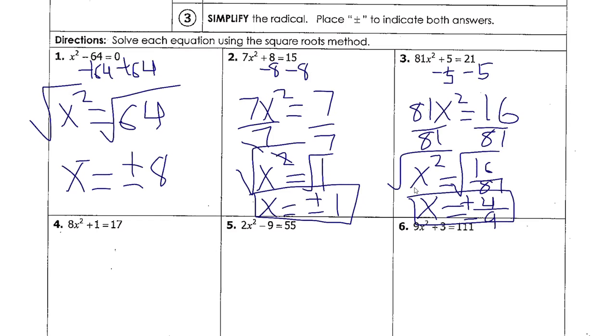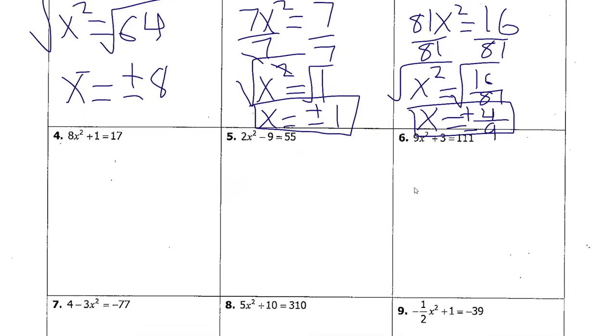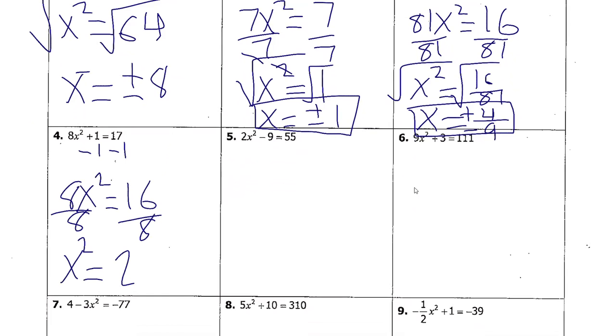So far, most of these problems, I mean, this one obviously didn't, we got a fraction, but most of the time when you're actually solving equations with this square root method, you're not going to get whole numbers unless they're made to work out to be perfect squares. Let's just do one more so you can see that. So this would be 8x squared equals 16. Divide by 8. We'll get x squared is 2.